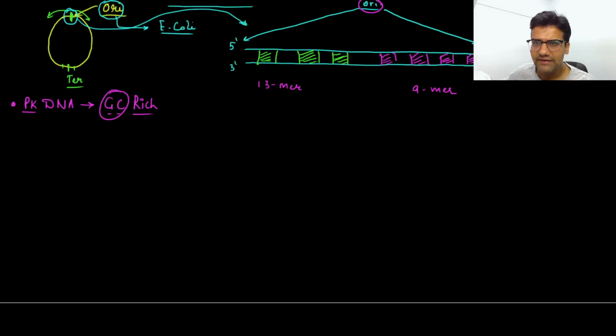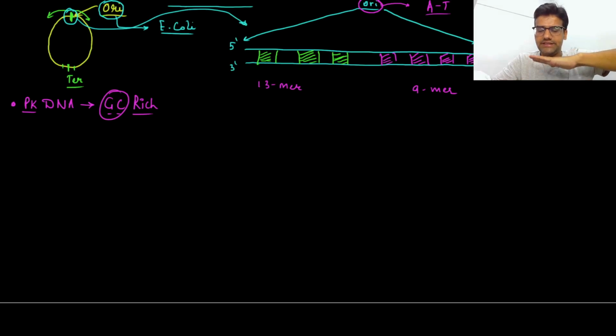But as its name suggests, the ori is the part of the DNA at which the origin of replication, that means replication, starts. So this ori region is basically not GC rich. This is basically AT rich. Why is it AT rich? Because to start the process of DNA replication, we are going to separate these strands of the DNA.